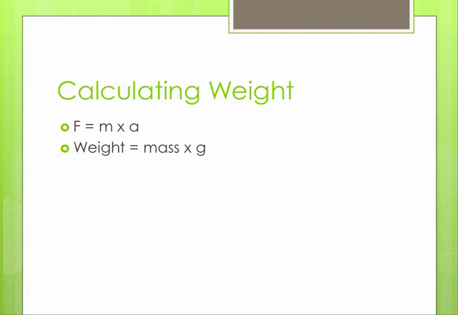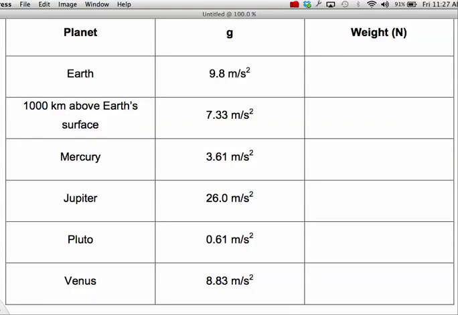Let's look at some example problems. We're talking about different locations like Earth, 1,000 kilometers above the Earth's surface, and a couple of different planets. And I've given you g, the acceleration at those locations due to gravity, and I want you to find the weight. And because weight is a force, it's still going to be measured in newtons.